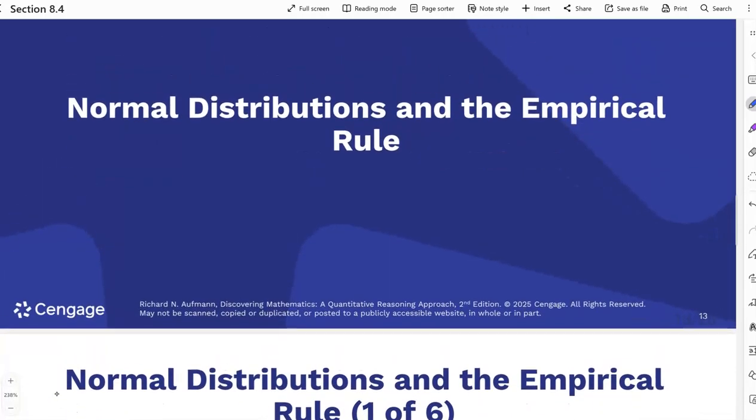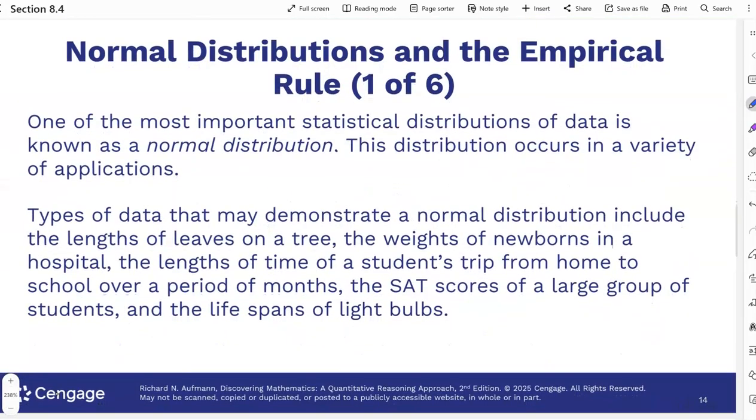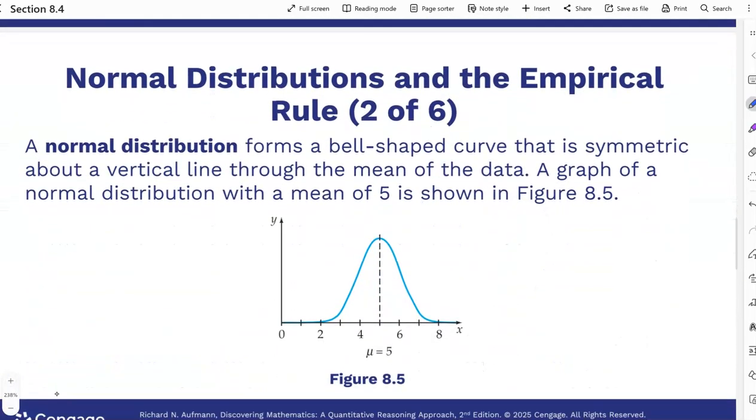So let's look at normal distributions a little bit more, and we're going to talk about something called the empirical rule. So normal distributions happen a lot in nature and in different things like birth weights and standardized tests and such. Like SAT tests are normally distributed. Weights of newborns are normally distributed. Weights of leaves of trees are going to be normally distributed. We're going to have a lot of things that are going to have this nice bell-shaped distribution.